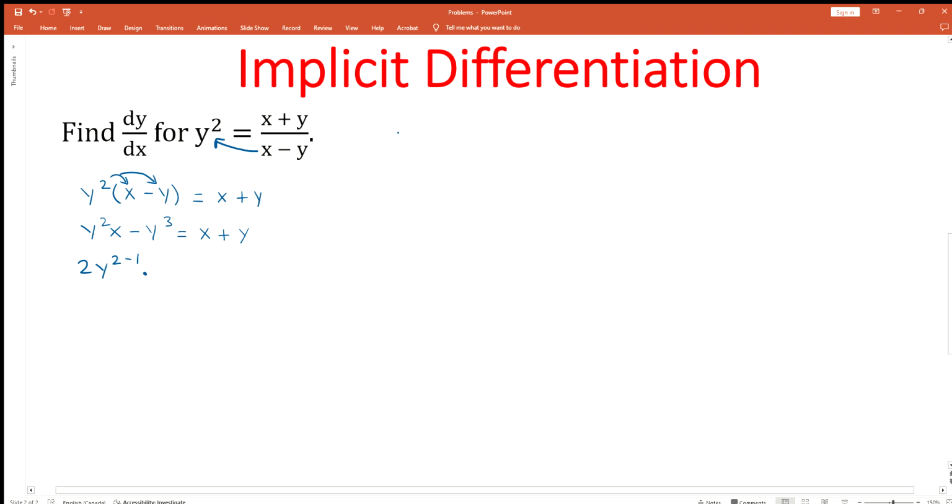The derivative of y with respect to x is dy over dx, times the second function, which is x, plus the first function y squared times the derivative of the second function x. The derivative of x with respect to x is equal to 1. This is the derivative of the first term y square x.